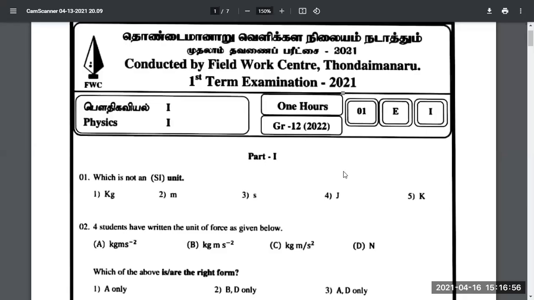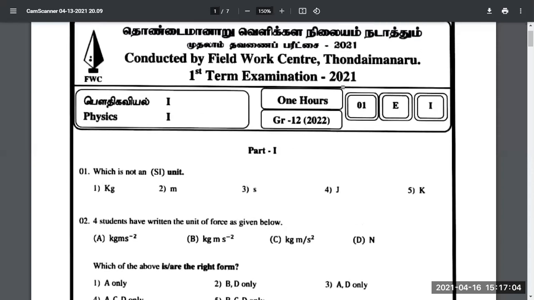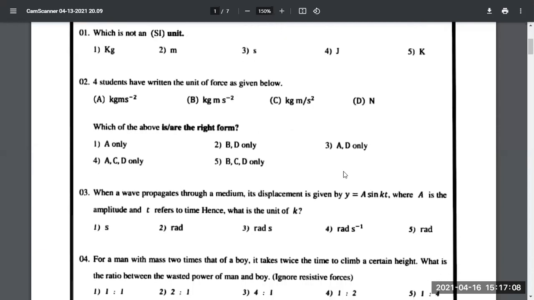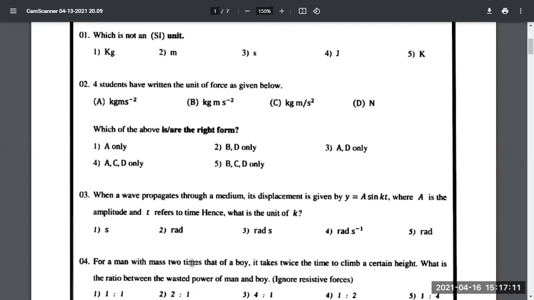So the discussion today we have planned is grade 12 first term FWC 2021 March, the latest paper. Fine. So basically most of the questions are from mechanics until rotational motion, I think. So let's get on with it. First of all, first question.